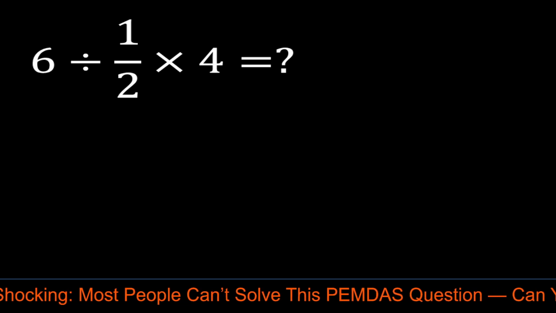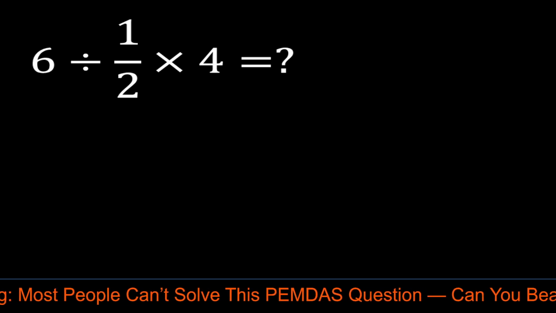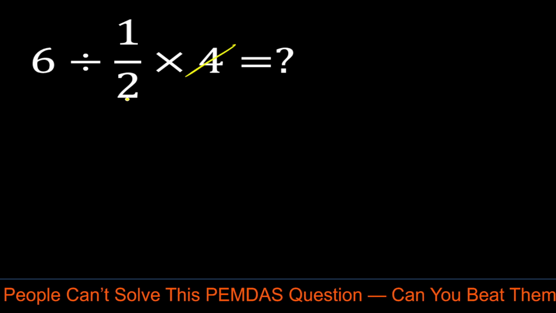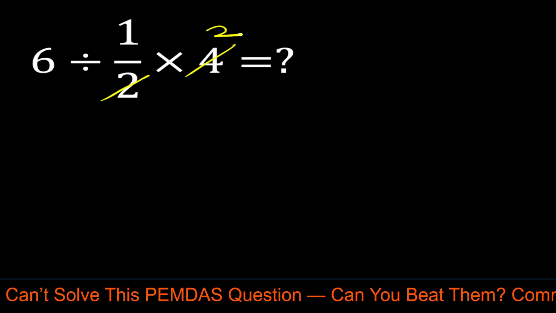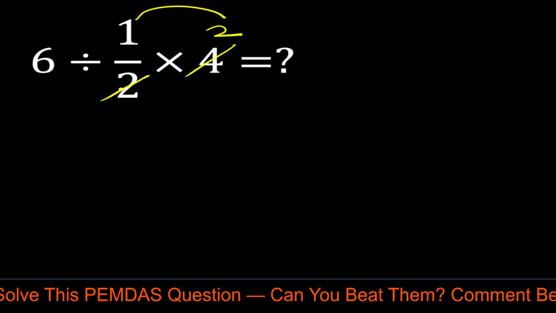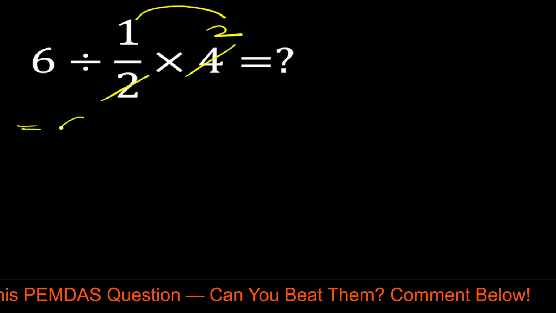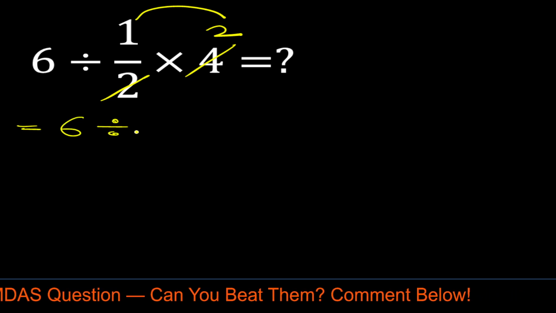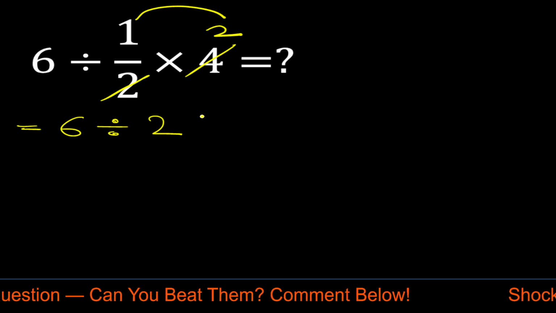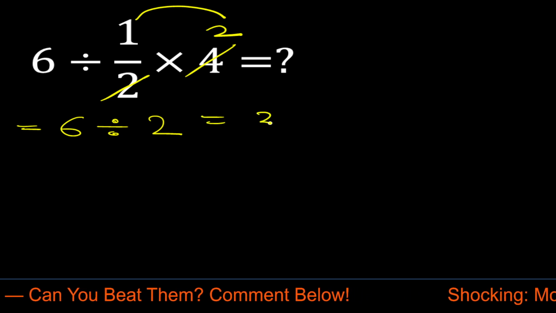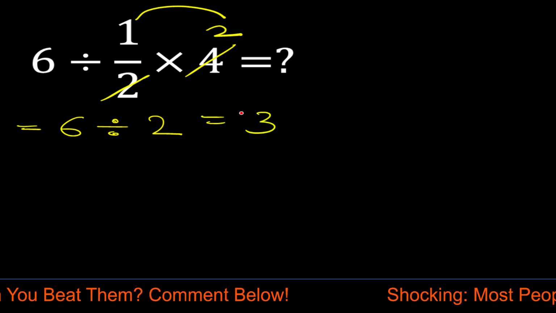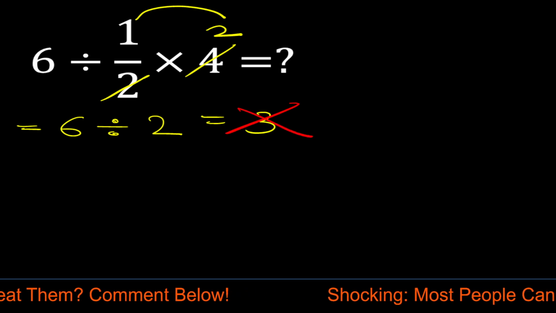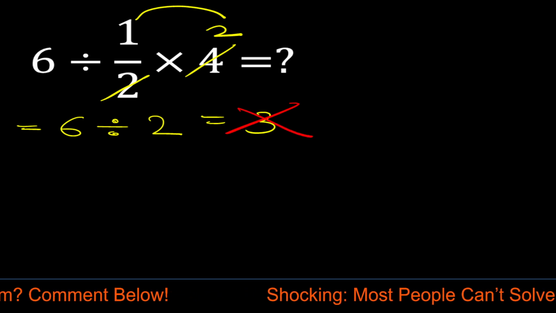So most people solve this question like 4 divided by 2 is equal to 2, right? Now 1 times 2 is also equal to 2. So now 6 divided by 2. So 6 divided by 2 is equal to 3, right? But this answer is not correct. This answer is completely wrong.